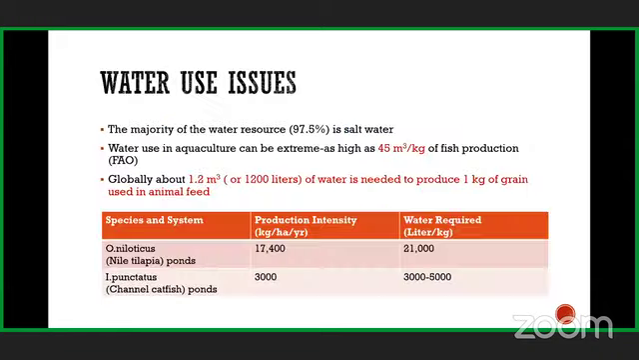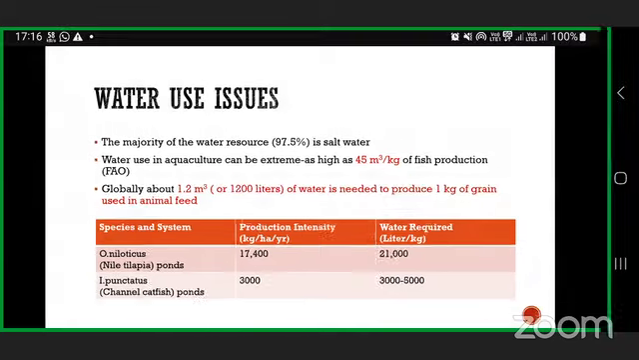Again, on water issues, especially in pond aquaculture, we use plenty of water to produce fish. According to FAO, around 45 tons of water is required to produce just a kg of fish. So you can imagine, 45,000 liters of water you are putting in to grow just 1 kg of fish.